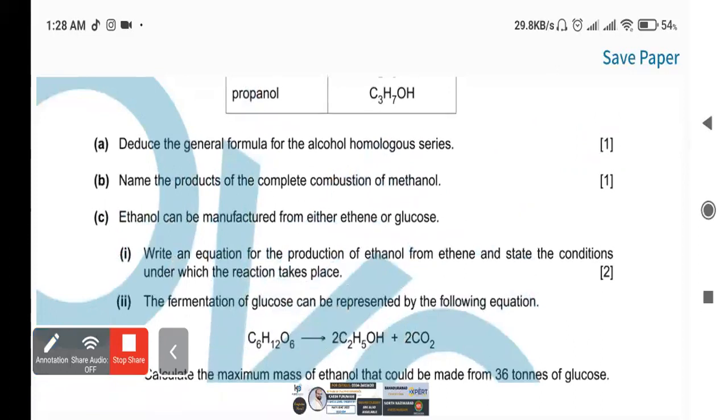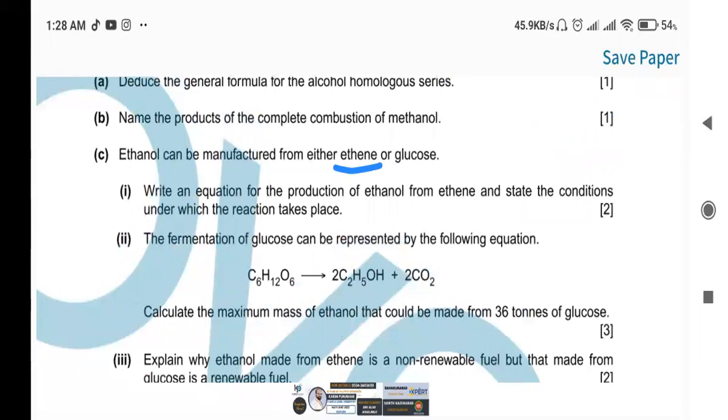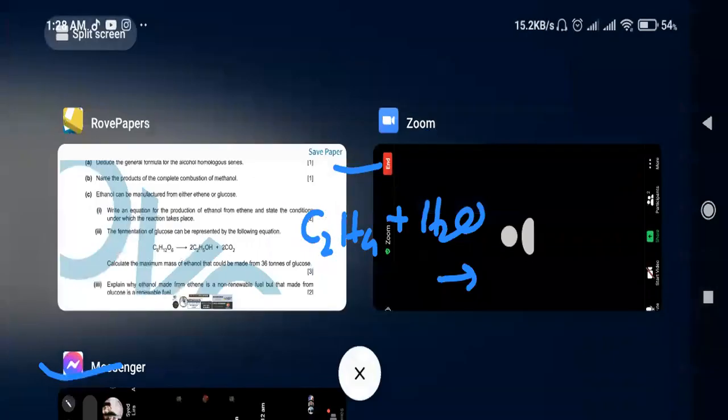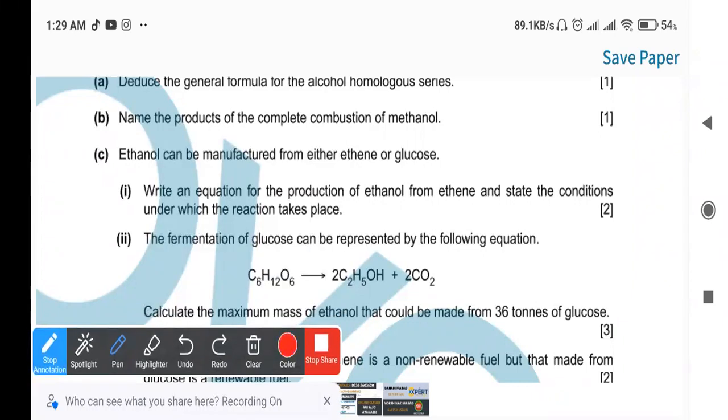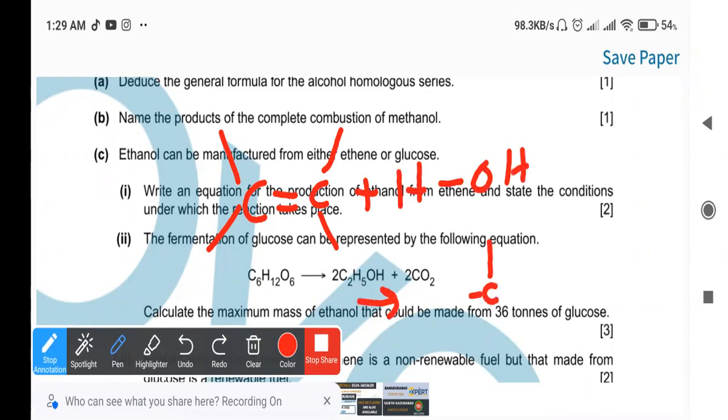Ethanol can be manufactured from either ethene or glucose. From ethene: ethene is an alkene, so it will carry out an addition reaction, as we have discussed in the class. So C2H4, and here water will be added. Ethene has a carbon double bond, along with water, which we write as HOH. What will we get? The double bond will get broken, and H will get attached to one carbon, and OH will get attached to another carbon. So we are getting an alcohol.